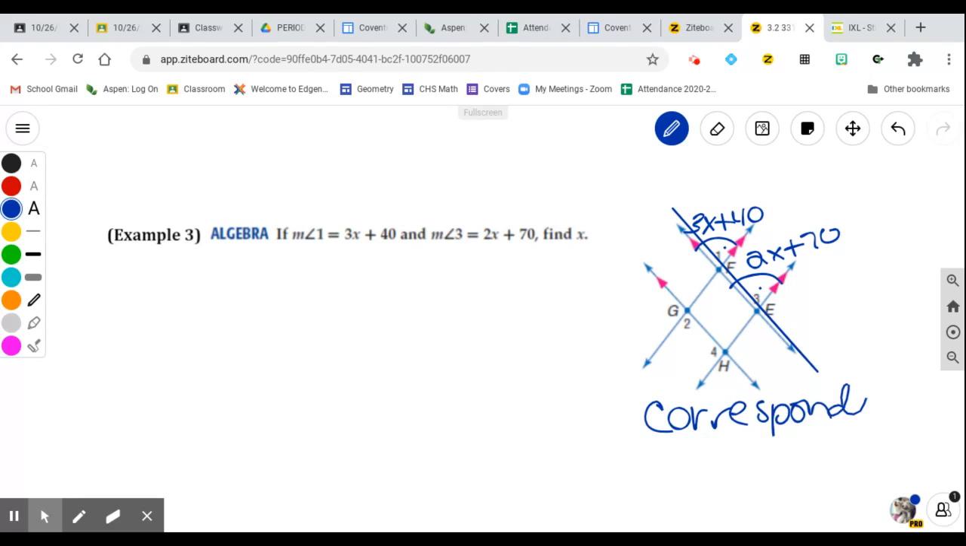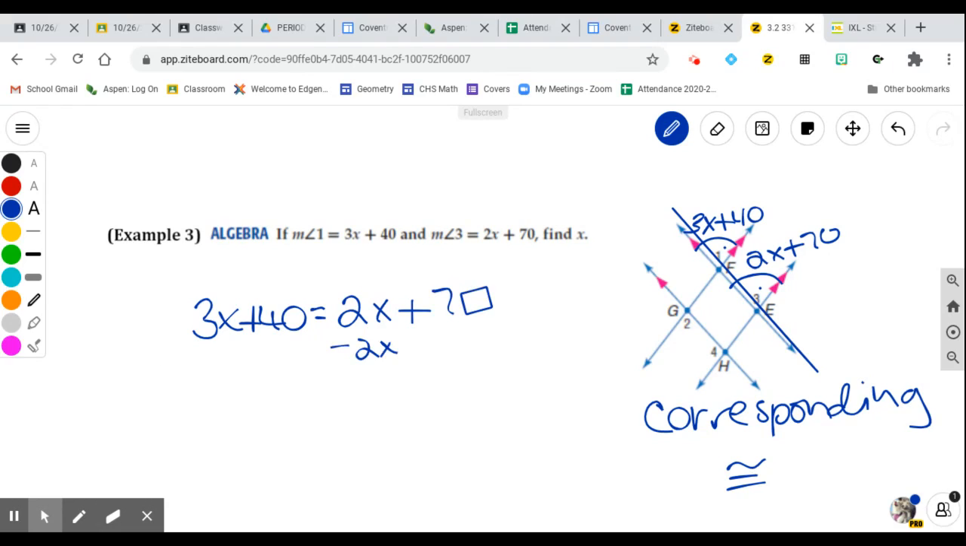And we just learned that when the lines are parallel, corresponding angles are congruent. So you're just going to do 3x plus 40 equals 2x plus 70, and then solve for x. So subtract 2x from both sides, subtract 40 from both sides, and you end up with x equals 30.